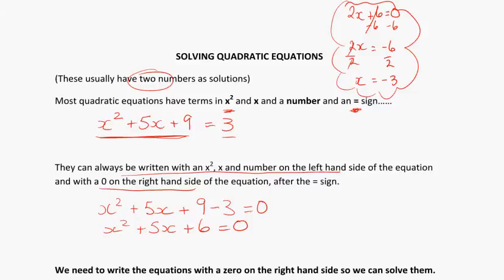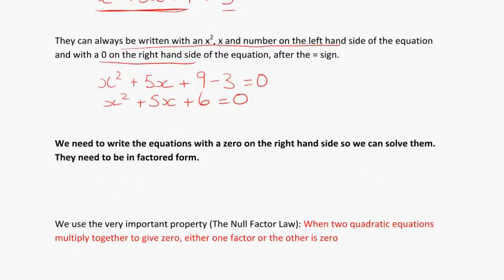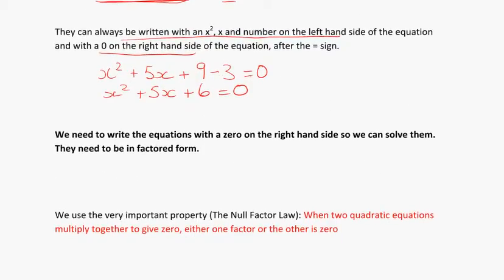Okay, now why do we have to do that? Because we use what we call the null factor law, and so it needs to be written in factored form. So if I actually factored this, I'd get x plus 3 times x plus 2 equals 0.